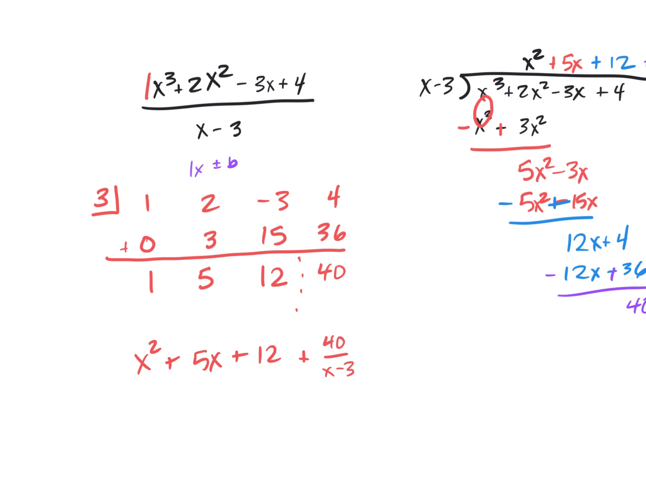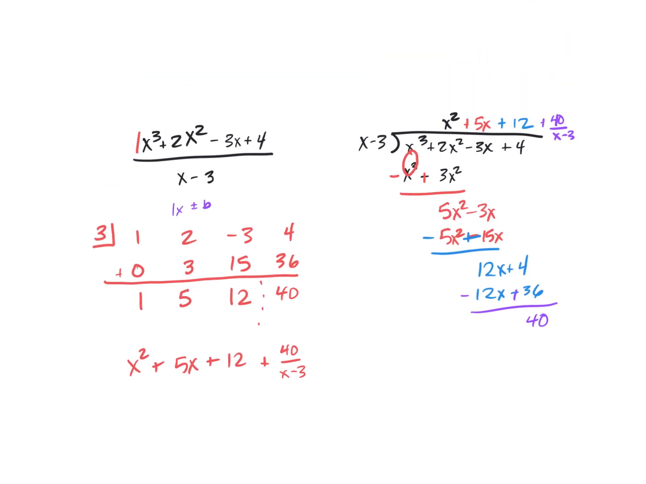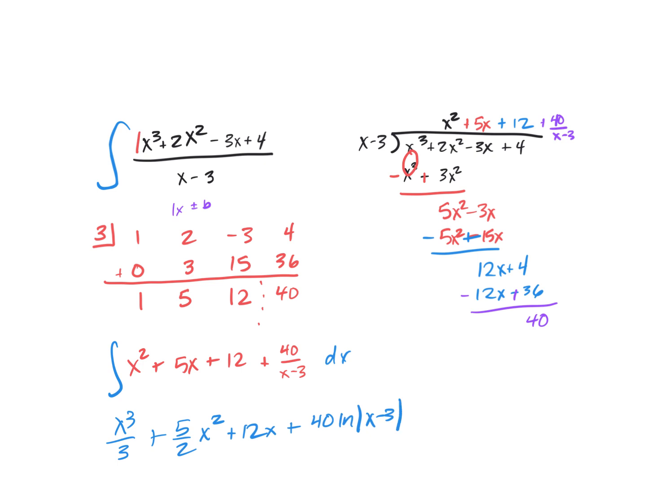Now, we can integrate using logarithms. Everybody good? Was this enough of a review? Hopefully. Great. Let's go ahead and... If I asked you to integrate this, you would do the division, right? What would the integral of this one be? x cubed over 3 plus 5 halves x squared plus 12x plus 40 ln of the absolute value of x minus 3, plus c.